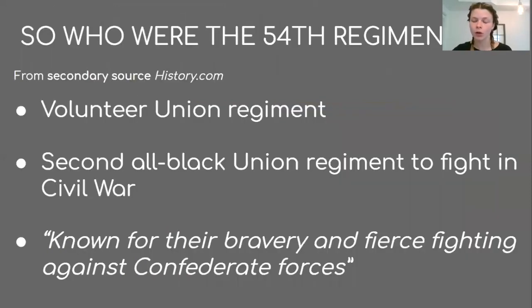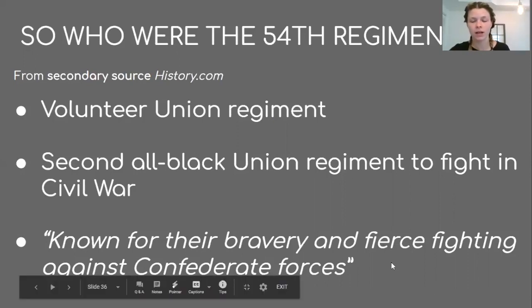So back to one of our goals, which was figuring out the role of Black soldiers in the American Civil War, specifically the 54th Regiment. So let's look at this and say, who were the 54th Regiment? Well, I got this information from the secondary source at history.com. They were a volunteer Union regiment. They were the second all-Black Union regiment to fight in the Civil War. And this is a quote from history.com: they were known for their bravery and fierce fighting against Confederate forces.